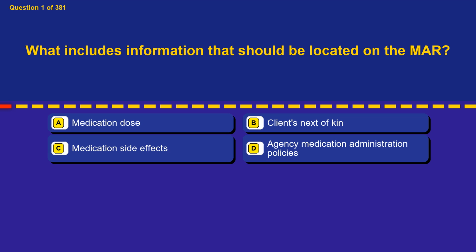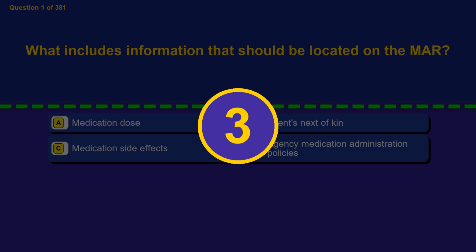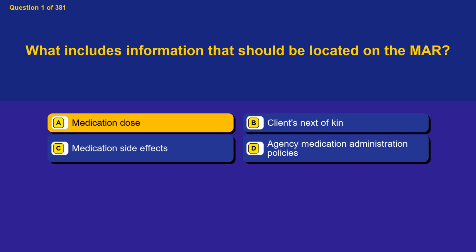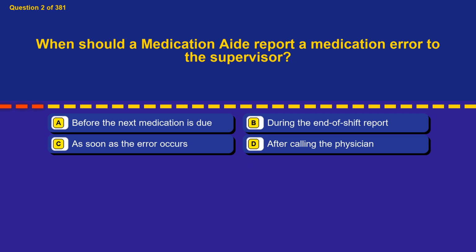Question 1. What includes information that should be located on the MAR? Option A. Medication dose. Option B. Client's next of kin. Option C. Medication side effects. Option D. The agency medication administration policies. The correct answer is option A. Medication dose.